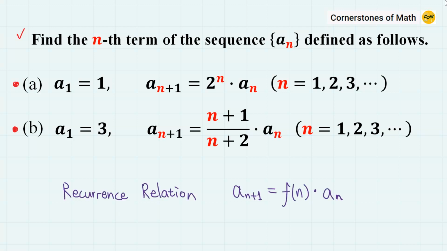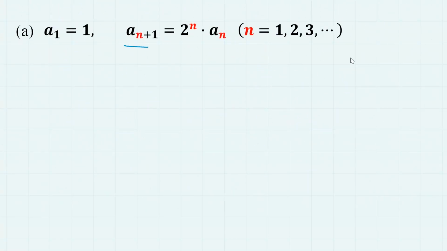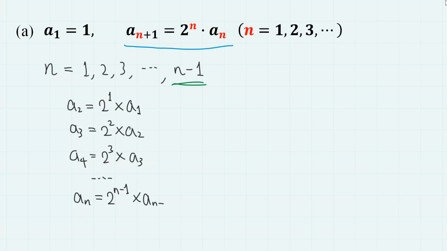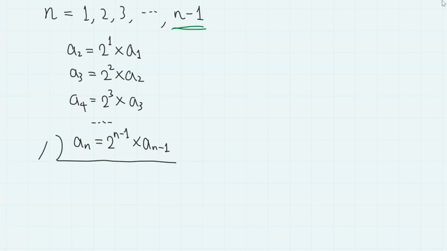Here they are recurrence relations in the form of a_{n+1} equals f_n times a_n. The general method of solving this type of recurrence relation is as follows. For the first one, we have this recurrence relation. Now let us substitute n equals 1, 2, 3, and so on, all the way up to n minus 1 to see what happens. So we have a_2 equals 2 to the power of 1 times a_1 when n equals 1, and a_3 equals 2 to the power of 2 times a_2 when n equals 2, and a_4 equals 2 to the power of 3 times a_3 when n equals 3, and so on, until, when n is substituted by n minus 1, we have a_n equals 2 to the power of n minus 1 times a_{n-1}. Then we simply multiply them.